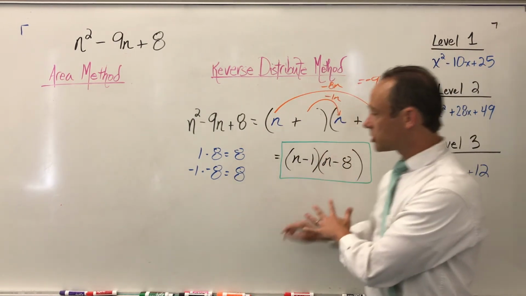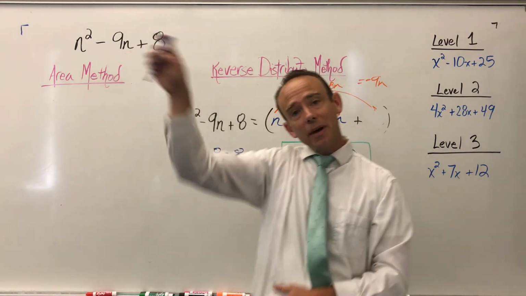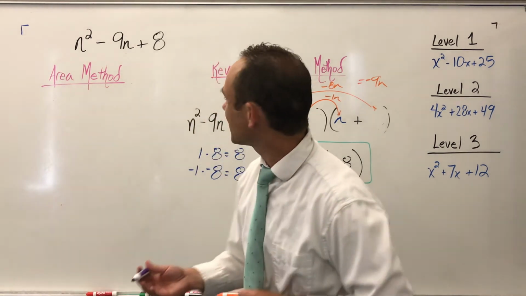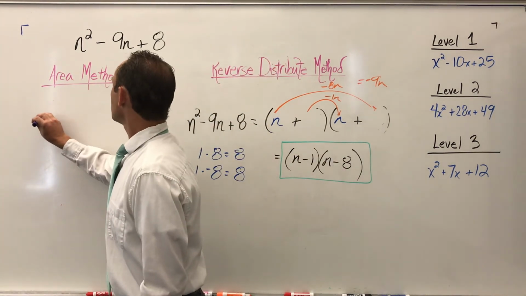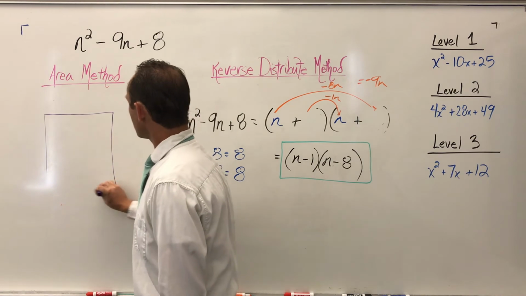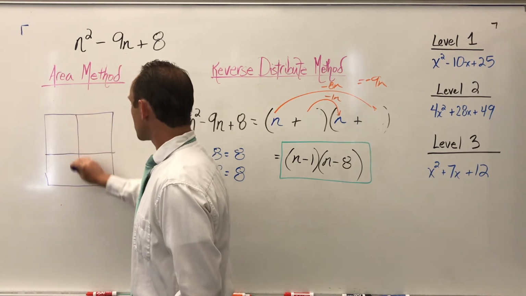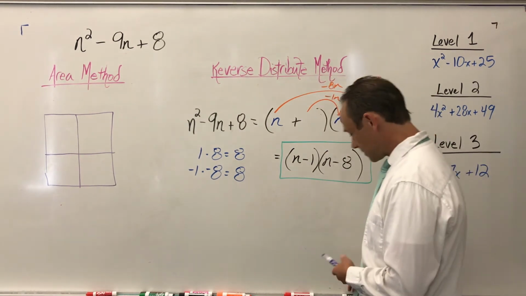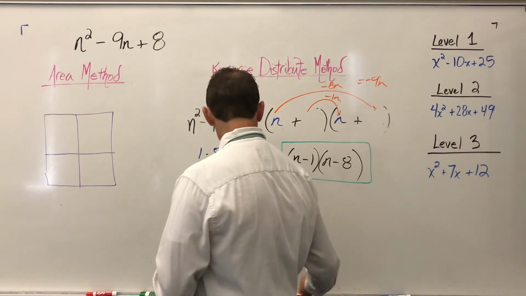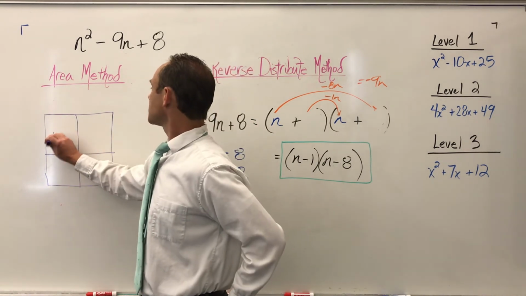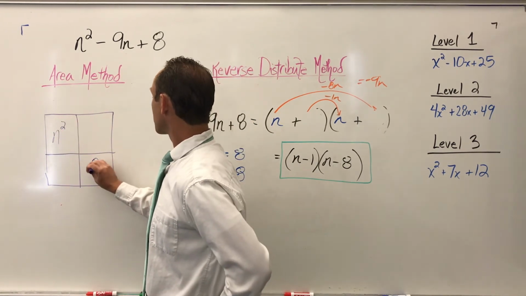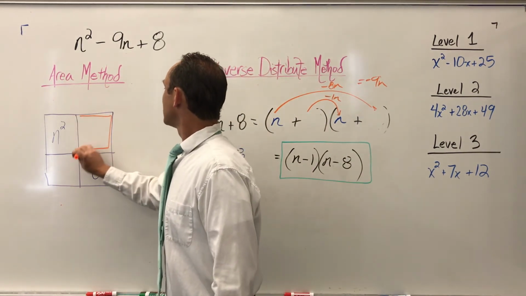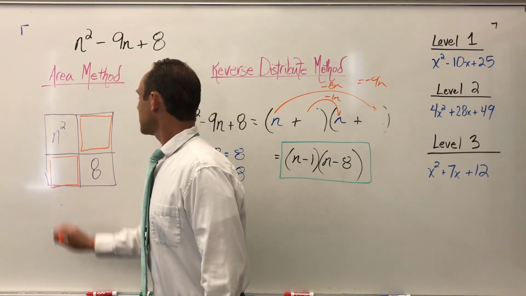Okay, so reverse distribute method. Let's take a look at our area method. I think you're going to be cash, especially if you can know both methods. I think that's ultimately more to your advantage. But if we're going to look at this from the area method, we'll first build our rectangle. Remember, it's not a square this time, it's a rectangle. And what we have is, here's my purple, you put the first term here. There's our 8. Our middle terms are going to add to minus 9.